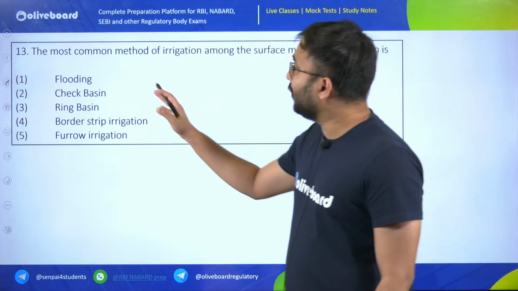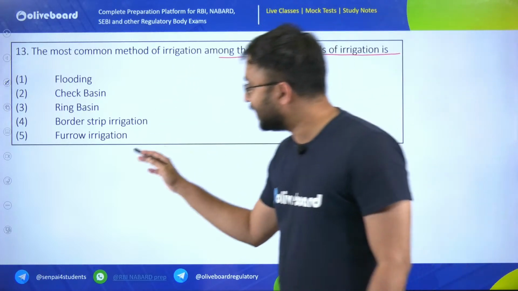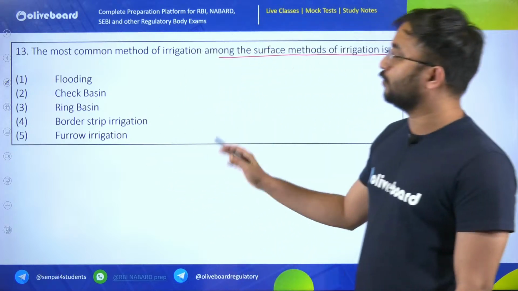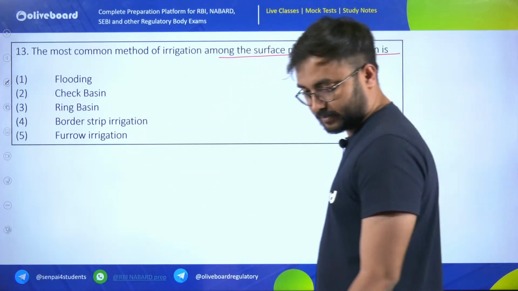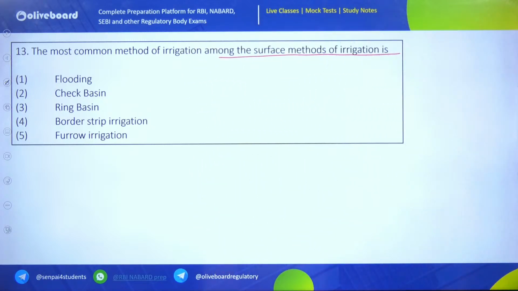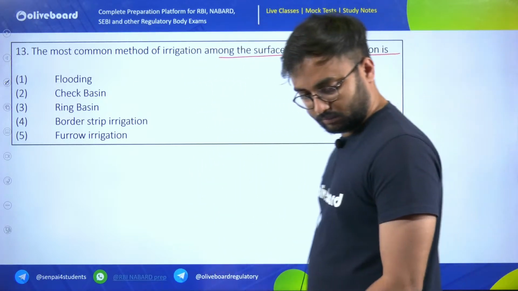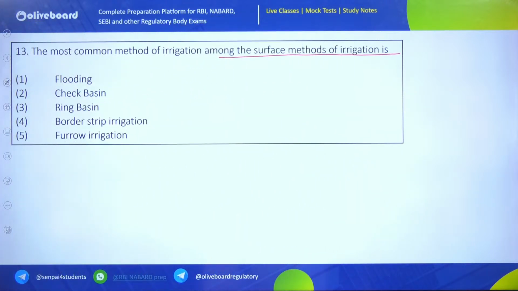The most common method of irrigation among the surface method of irrigation is flooding, check basin, rain basin, border strip irrigation, furrow irrigation. Answer? Try to answer. Very simple question.